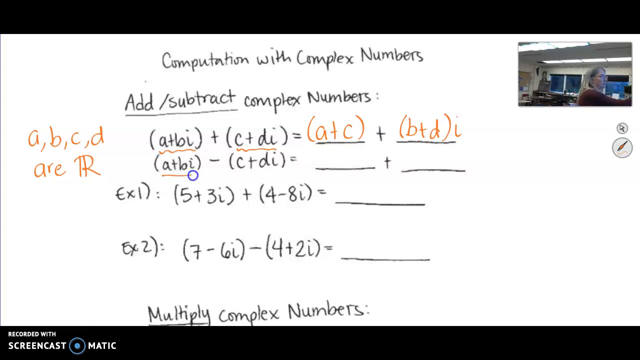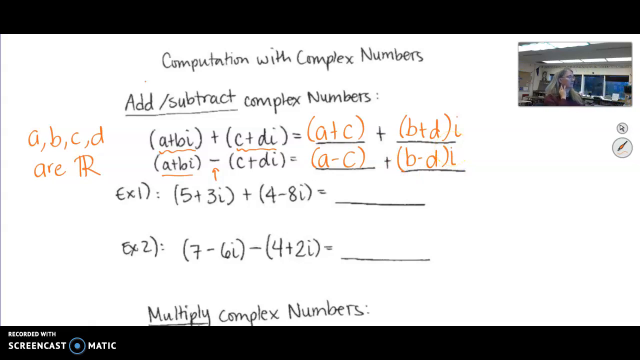Likewise, if you subtract, if you have a plus bi minus c plus di, we're going to subtract, because we're distributing that negative sign to the c plus di. So you're going to have a minus c, that'll be the real part of the complex number, and then b minus d i. So let's do an example.